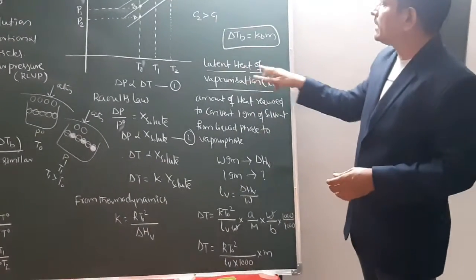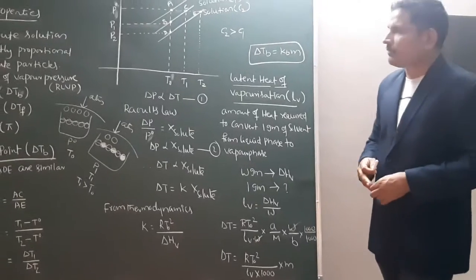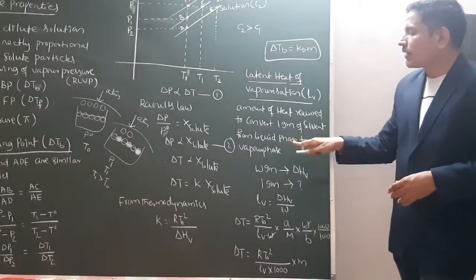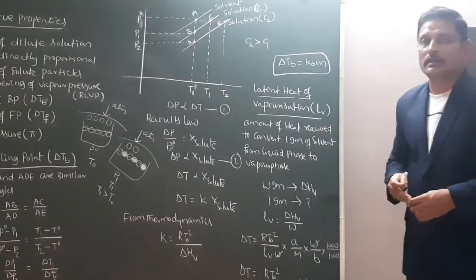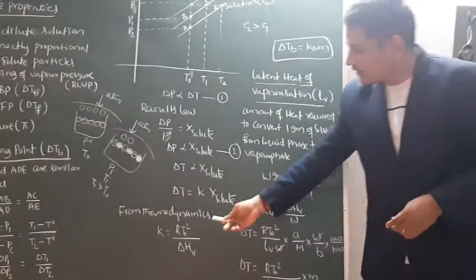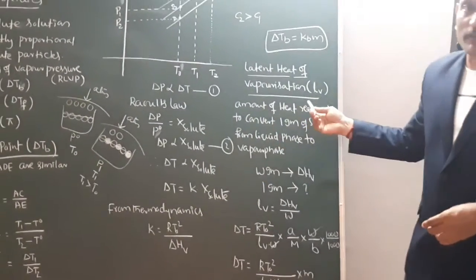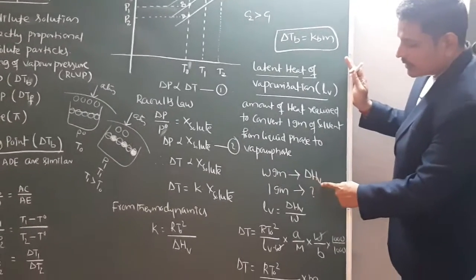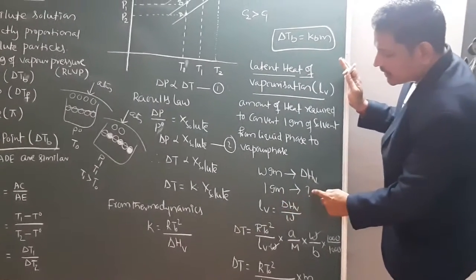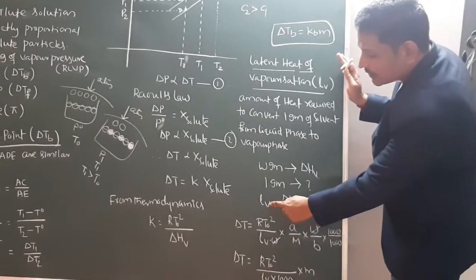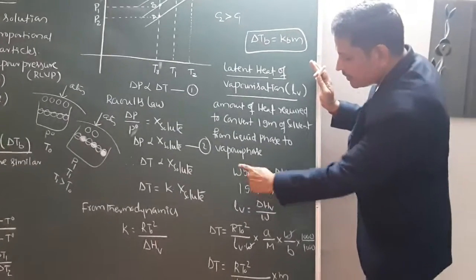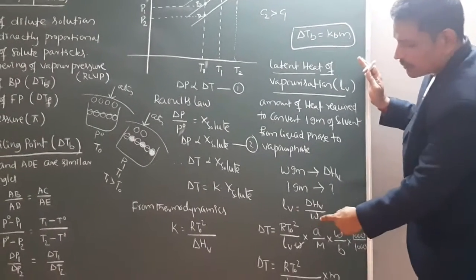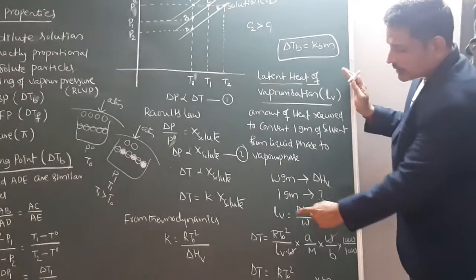Okay. So now define latent heat of vaporization, LV. The amount of heat energy required to convert 1 gram of solvent from liquid phase to vapor phase is called the latent heat of vaporization. So enthalpy is defined for 1 mole, that is capital W grams. This is defined for 1 gram. For capital W grams, the heat energy required is delta HV. For 1 gram, the heat energy required is called the latent heat of vaporization, which is equal to delta HV by W. From this, delta HV is equal to LV into W.